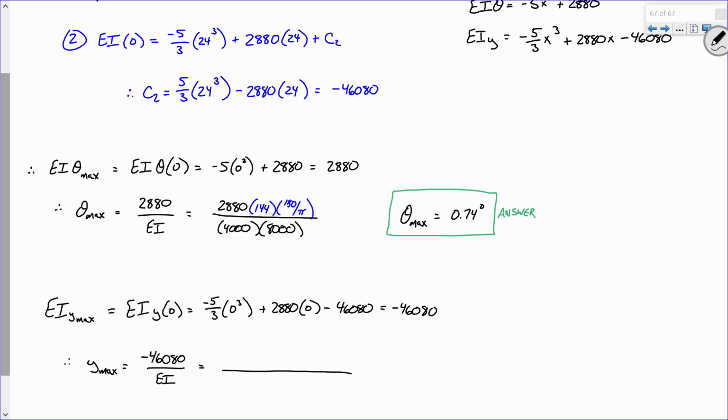So minus 46080 over 4,000 times 8,000, and then our lovely conversion factor, 1728. What do we get? Negative 2.488. Anybody else get that? That's what you got? All right.